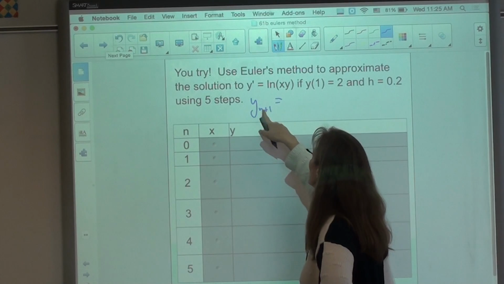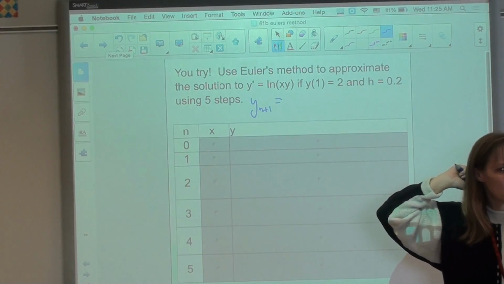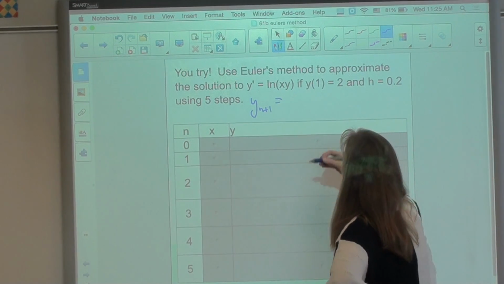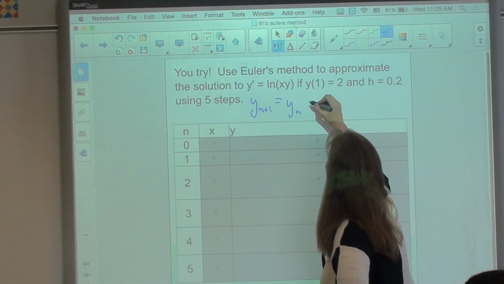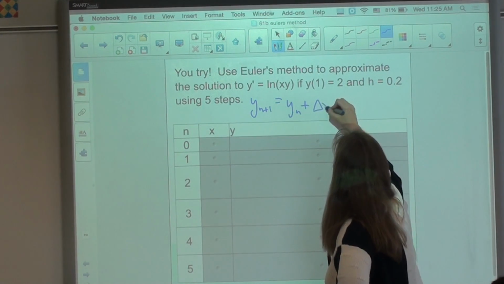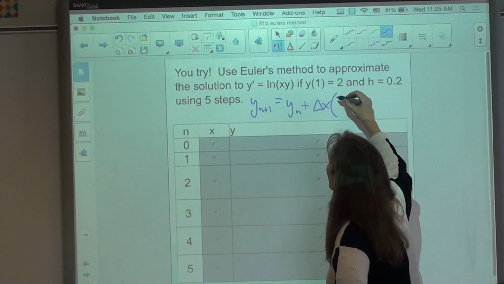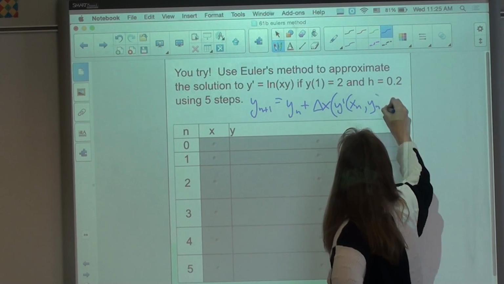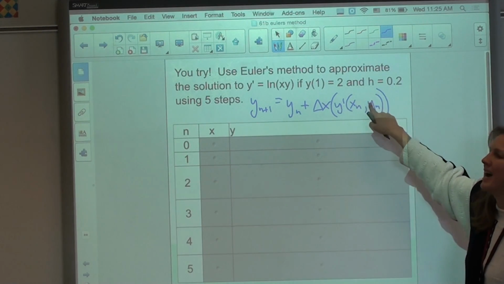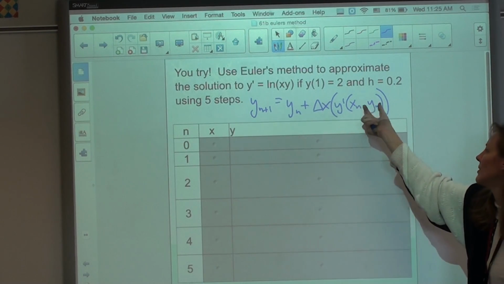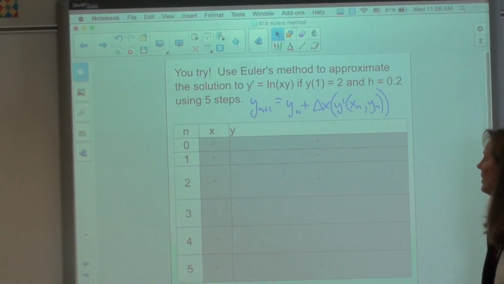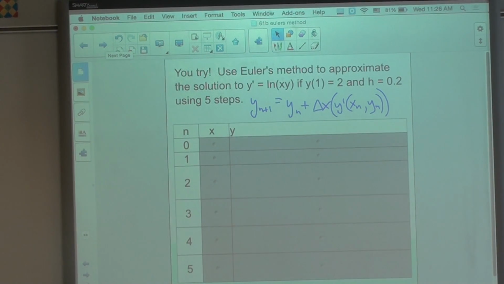Do you understand this notation, y sub n plus 1? Did you do sequences and series in the past? Do you remember that a sub n equals a sub n minus 1, especially with recursive notation? Okay, y sub n plus 1 equals y sub n plus delta x times y prime of x sub n, y sub n. Remember, this isn't y prime times, it's y prime of. You're plugging the old x, y into your y prime equation. Okay? All right, so your differential equation is ln of x times y. Your original point is y of 1 equals 2.